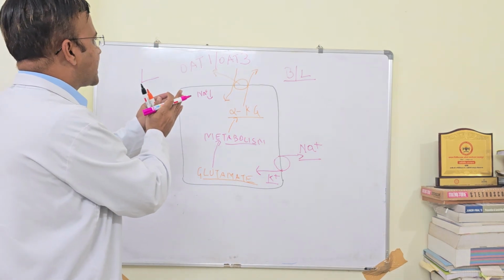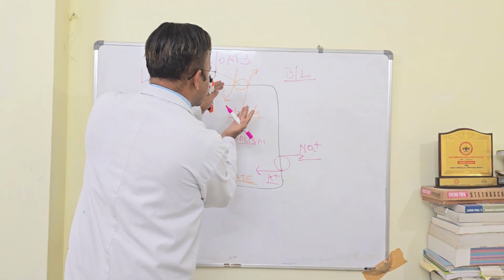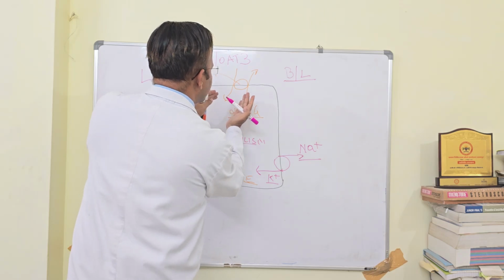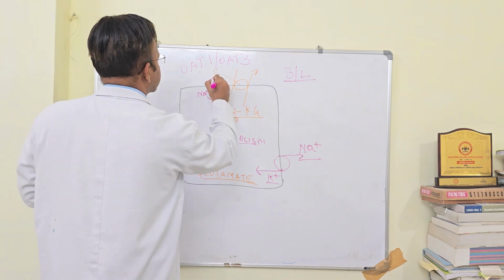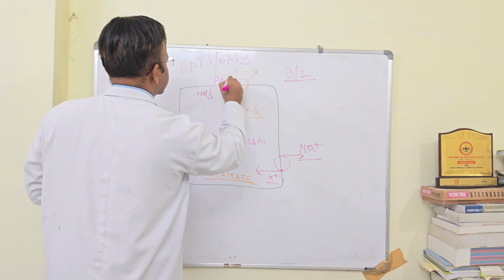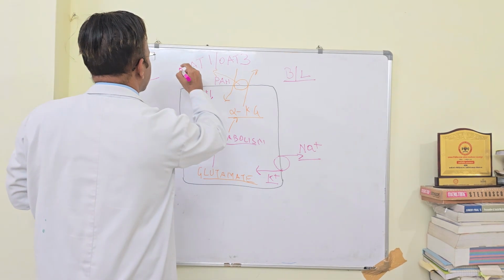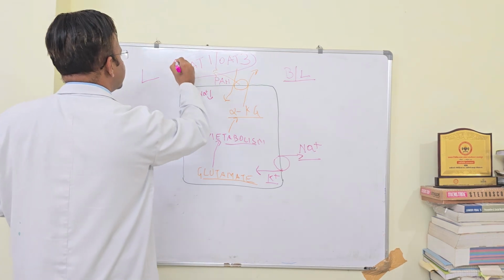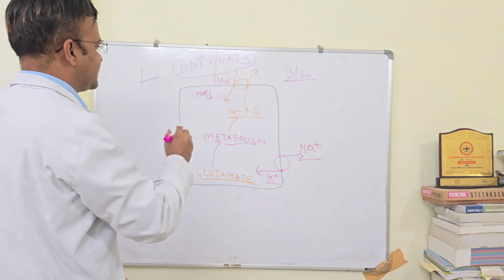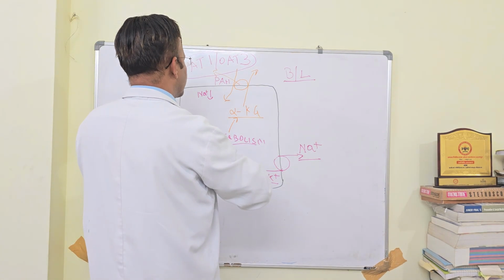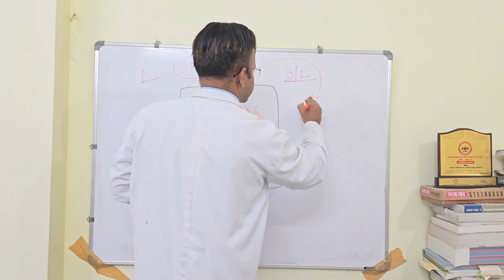These organic anion transporters will exchange. This alpha ketoglutarate will go outside, and in exchange, the para-aminohippuric acid will come inside. So PAH and alpha ketoglutarate get exchanged with the help of either organic anion transporter 1 or organic anion transporter 3, right? Now, this alpha ketoglutarate will go outside.